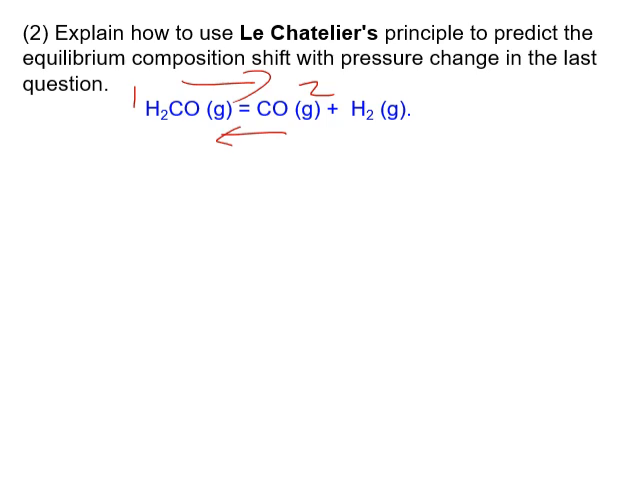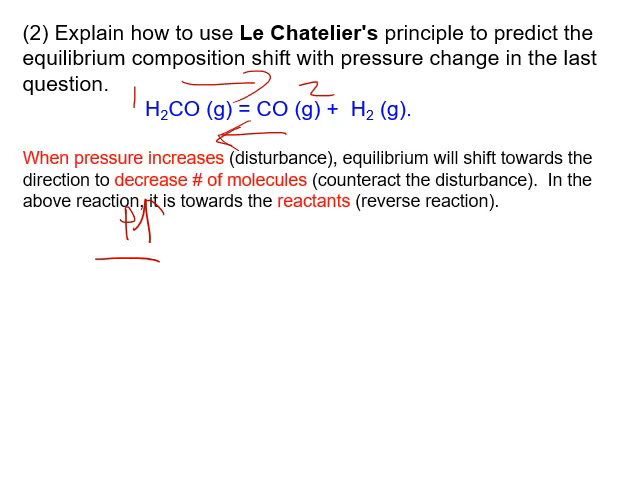Now if you have a disturbance, and that's a pressure increase, the system will react in a way that counteracts the disturbance, and that's the reverse reaction, because the reverse reaction will decrease pressure. That counteracts the disturbance of increased pressure. So when pressure increases, the equilibrium will shift toward the direction that decreases the number of moles. In this case, that is the reactant, the reverse reaction.